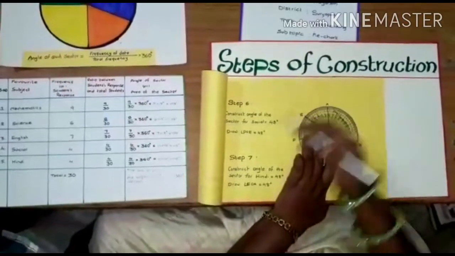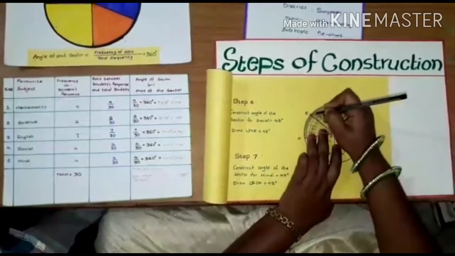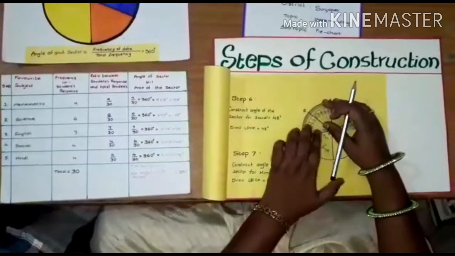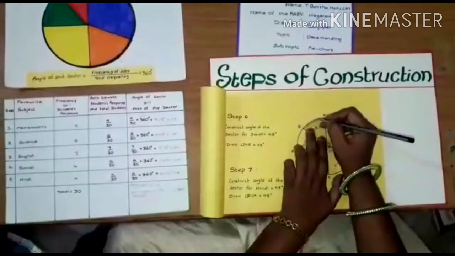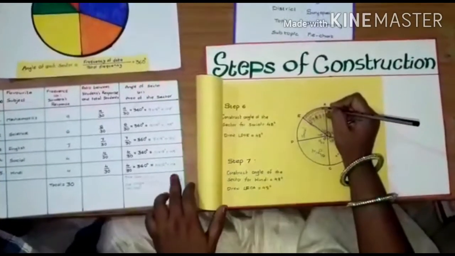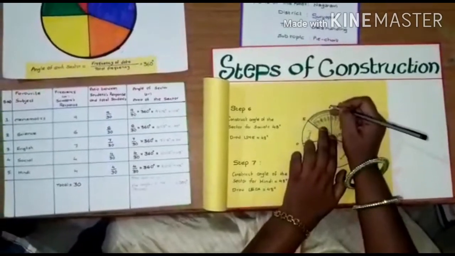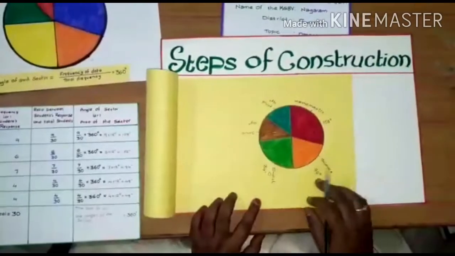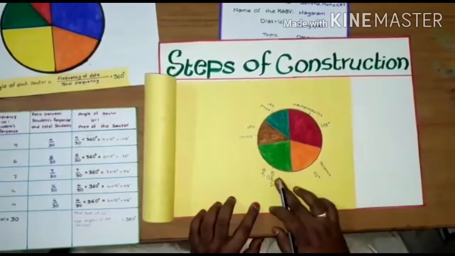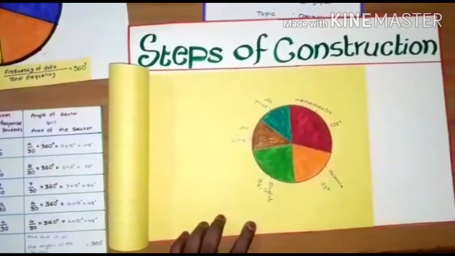Social sector is 48 degrees. So put the point at 48 degrees, name it E. So we construct angle DOE, 48 degrees. Construct the Hindi sector, which is 48 degrees. The angle is named EOA, 48 degrees. Here this is the Hindi sector. This is the graphical representation of the favorite subjects of the students.